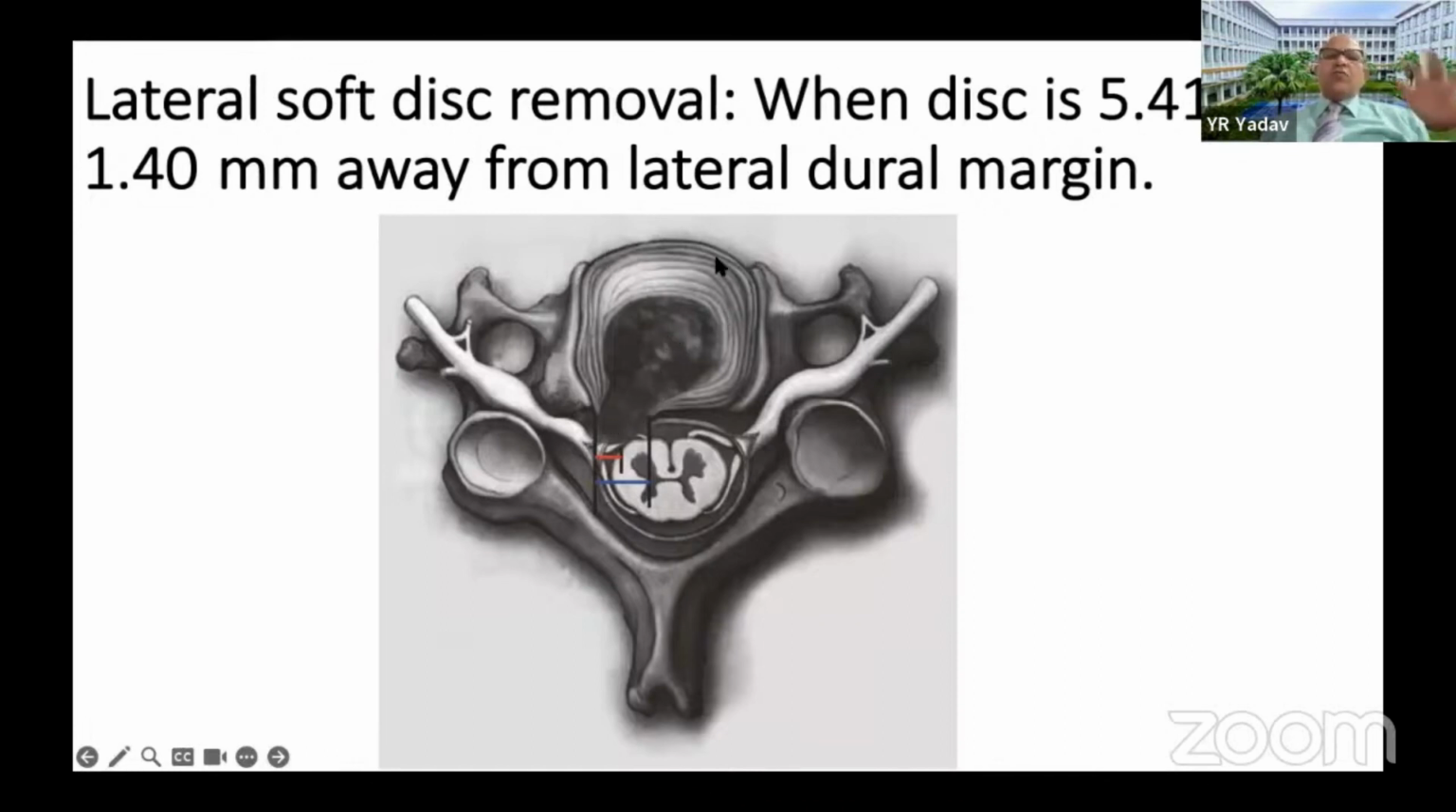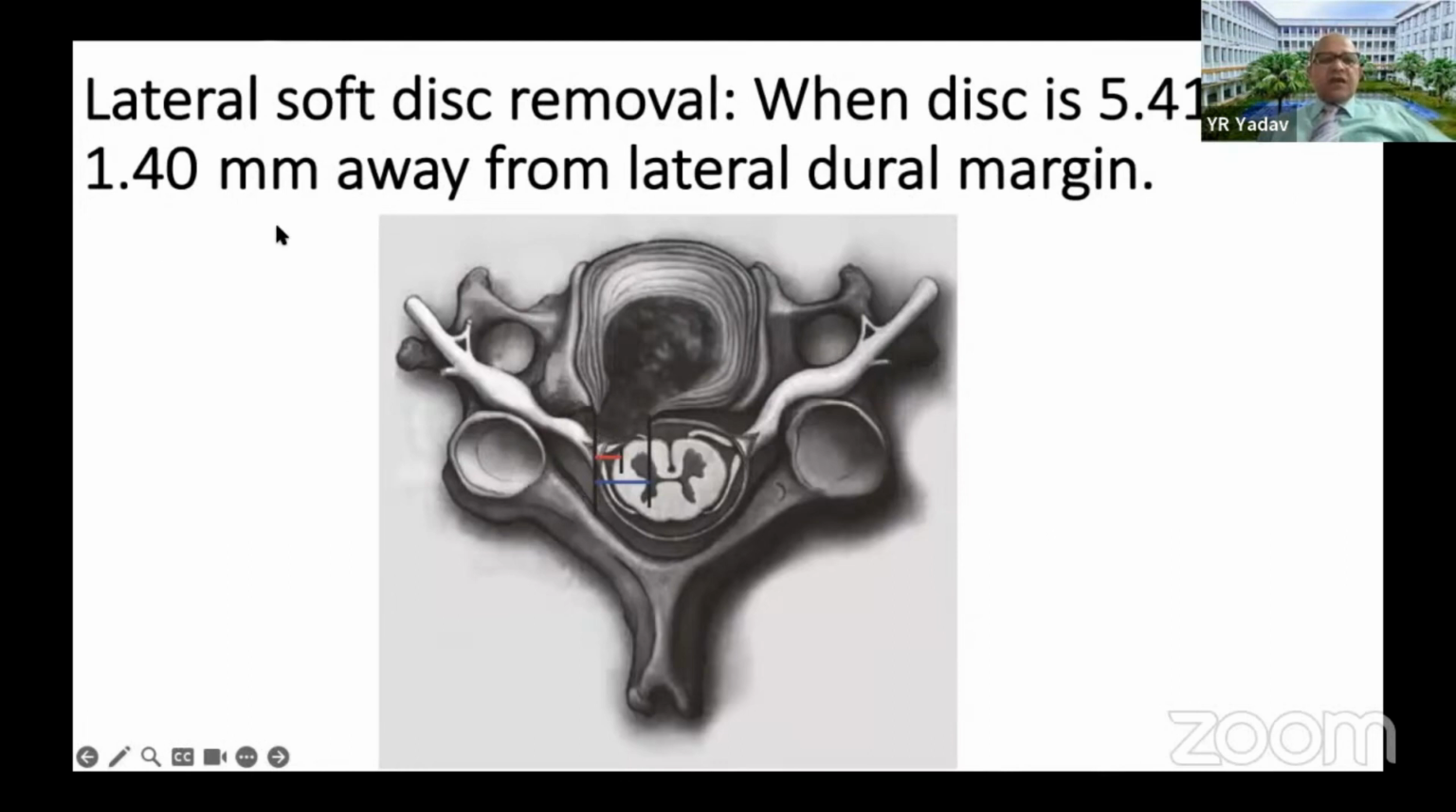The advantage of the posterior approach is that you don't disturb the disc at all, so all the normal disc is preserved. This is a disc preserving surgery also. You are coming from the posterior side, only removing the fragment which is causing compression on the root and radiculopathy. If there is myelopathy, then you don't go from the posterior side, only for radiculopathy. If the fragment is soft and lying laterally, it can be approached either from the anterior side or the posterior side using an endoscopic approach.